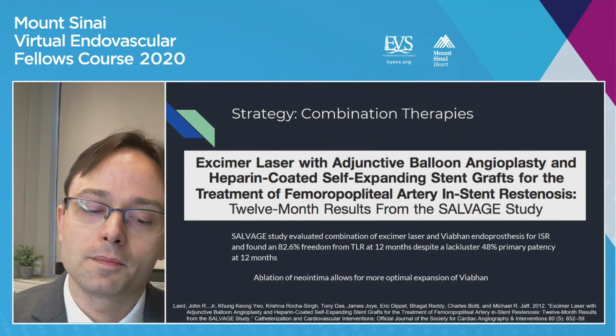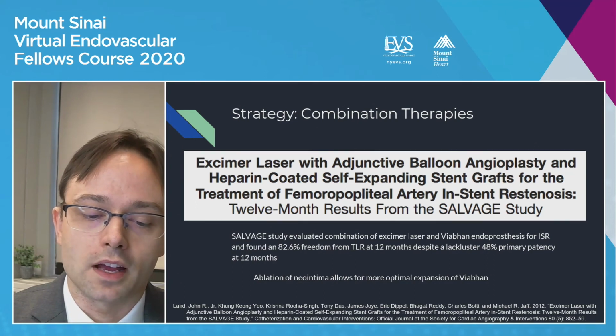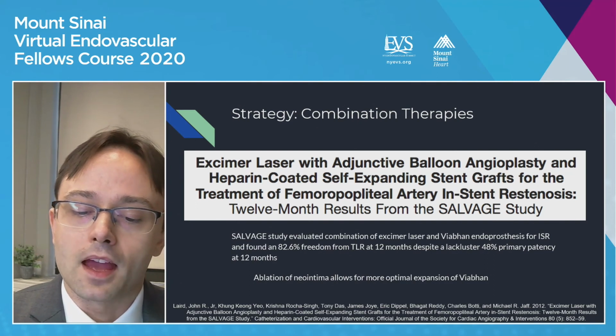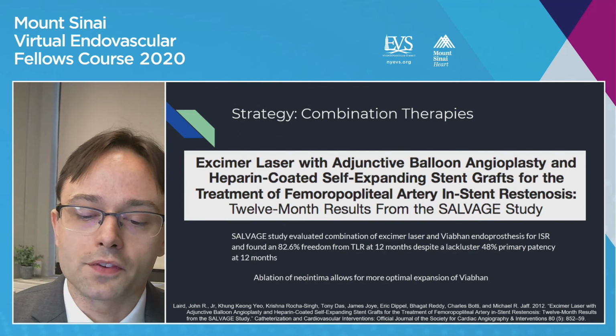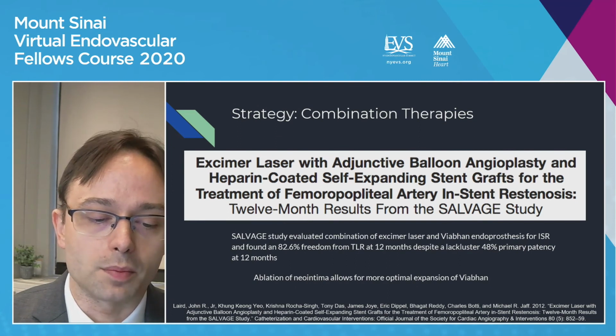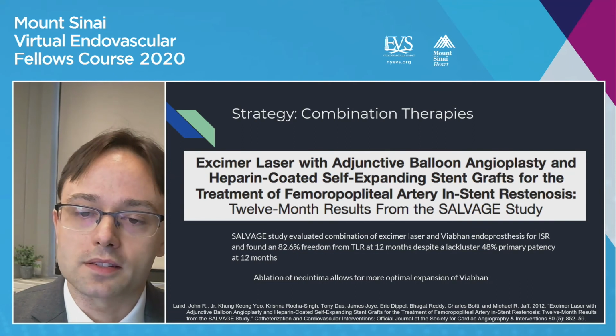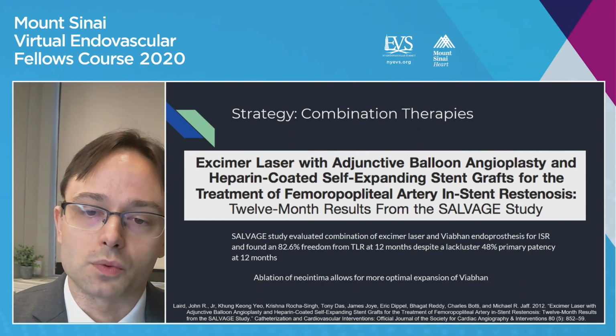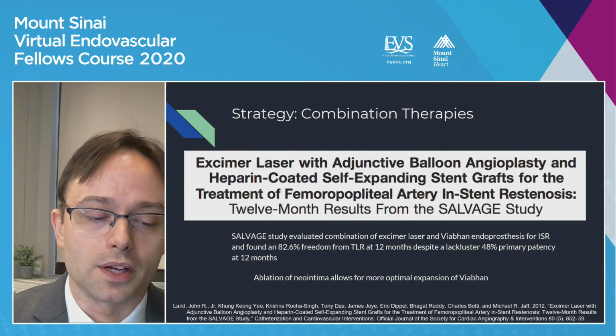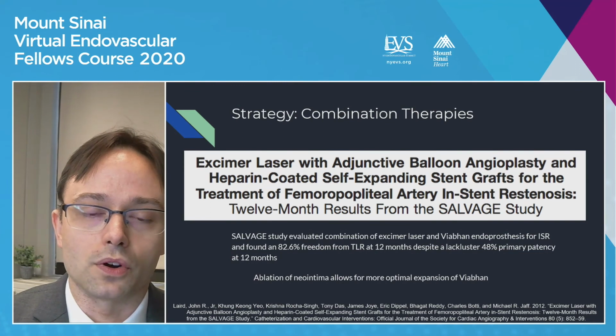In the Salvage study, the combination of excimer laser and covered stents was evaluated, and the combination therapy showed freedom from target lesion revascularization at 12 months in about 83% of cases, which is impressive considering that the mean lesion length in this study was greater than 20 centimeters. The theory is that the excimer laser ablation of the neointima allows for optimal expansion of the covered stent.